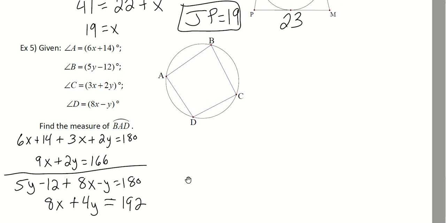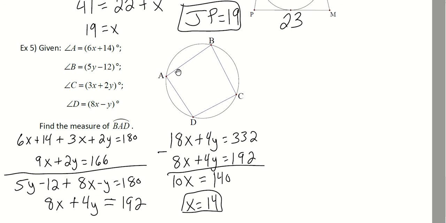And we end up with a system of equations, two unknowns, 9x plus 2y equals 166, 8x plus 4y equals 192. I'm going to take this top equation, multiply it by 2, and I'm going to use elimination. It's a lot easier than substitution in this problem. So when I multiply the top equation by 2, we get 18x plus 4y equals 332. And we subtract from that the bottom equation, 8x plus 4y equals 192. We end up with 10x equals 140. Divide by 10, x equals 14.